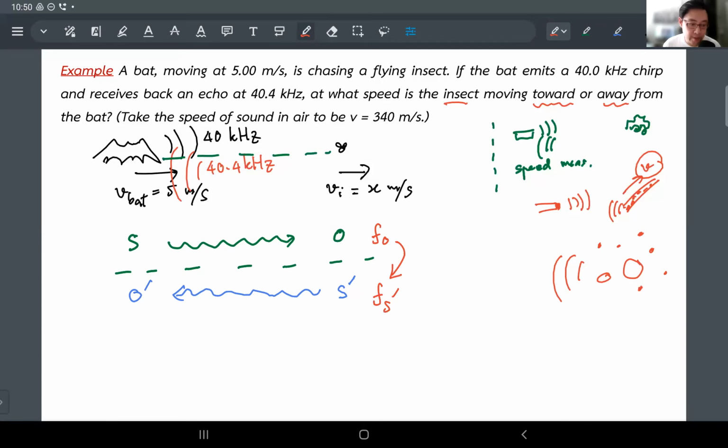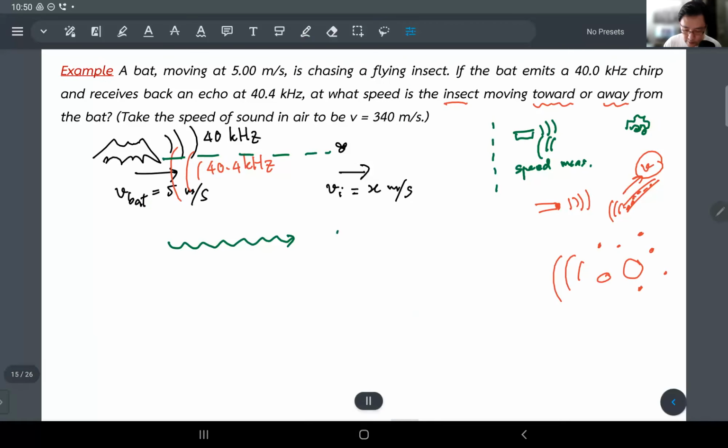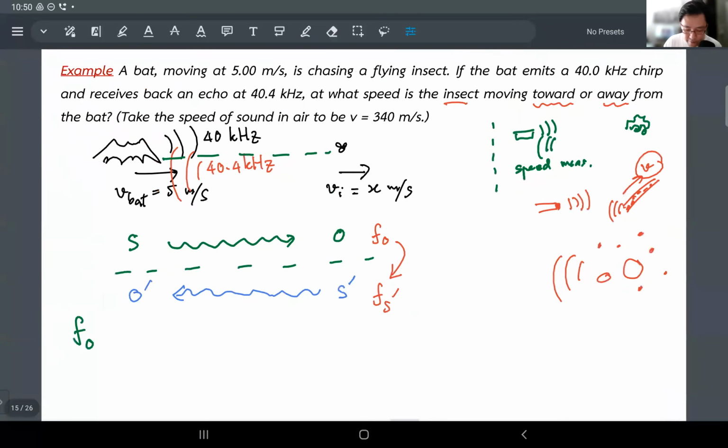So you split this into two sections. The first is where the bat emits the sound toward the insect. So the first half is just the calculation of the frequency that the insect receives. Let's do that, shall we? All right. So in the first half, the observed frequency. Okay, first half, observed frequency. Let me put the infrastructure right here.